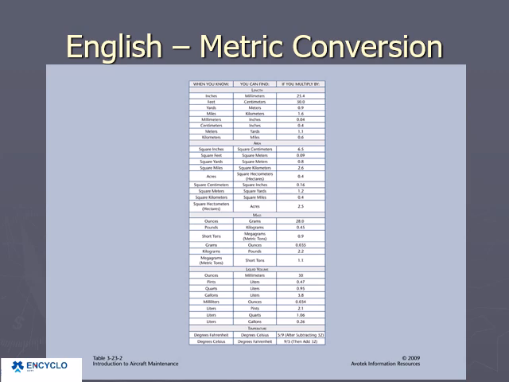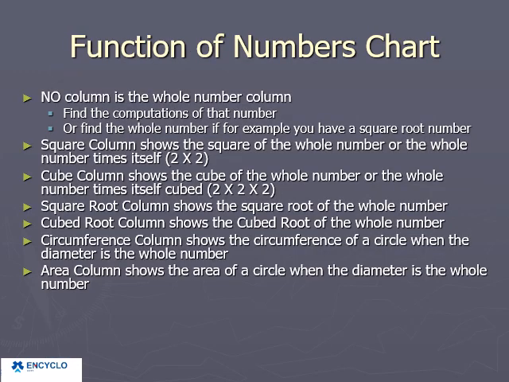Conversions between metric and English systems require specific ratios. For example, 1 inch equals 2.54 centimeters. Always consult a conversion chart when switching between systems. A function of numbers chart shows key relationships and calculations based on whole numbers, including their squares, cubes, square roots, cube roots, circumference, and area when used as diameters in circles.